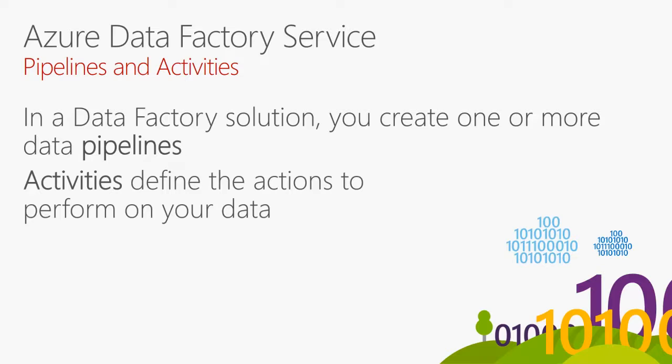Activities define the actions to perform on your data. For example, you may use a copy activity to copy data from one data store to another data store. Similarly, you may use a Hive activity, which runs a Hive query on an Azure HD Insight cluster to transform or analyze your data. Data Factory supports two types of activities: data movement activities and data transformation activities. Let's now take a look at each of these activity types.